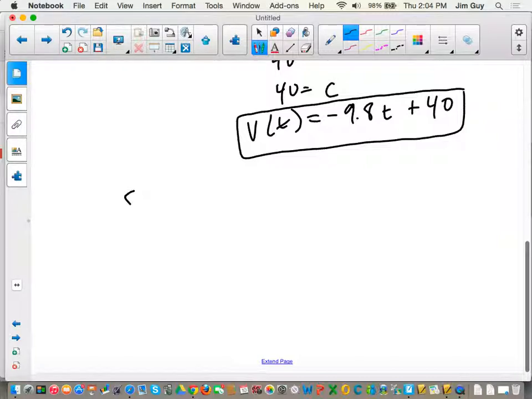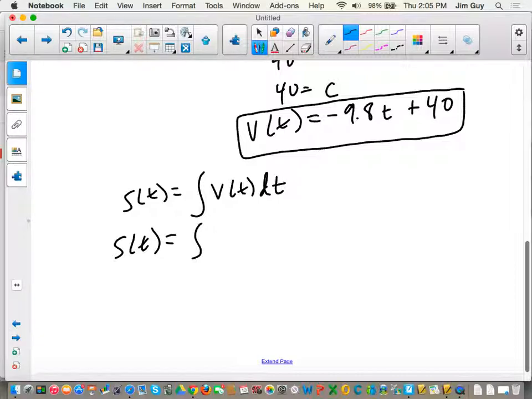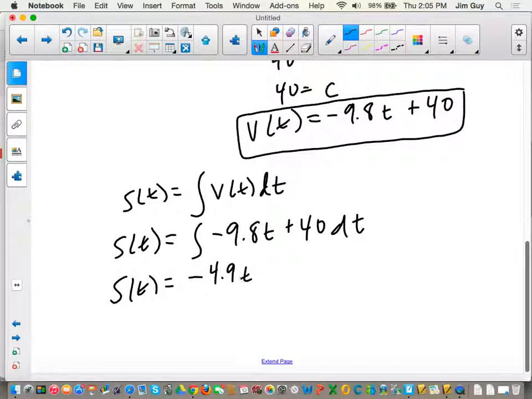Antiderivative of that. S of t is equal to the integral of v of t. So it's good to show what's going on here. S of t equals the integral of negative 9.8 t plus 40 dt. Integrate. S of t equals negative 9.8 divided by 2, 4.9 t squared plus 40t plus C.